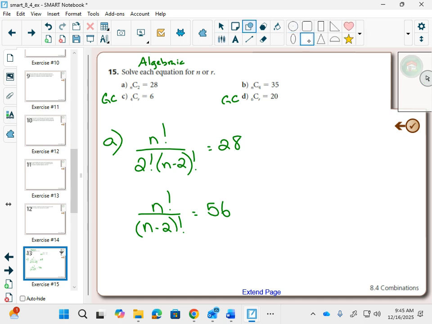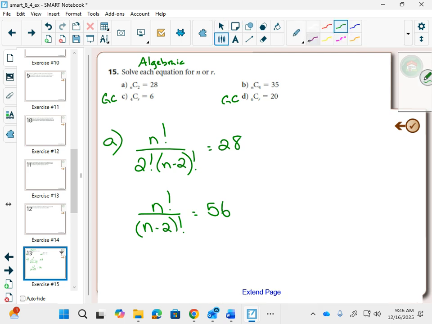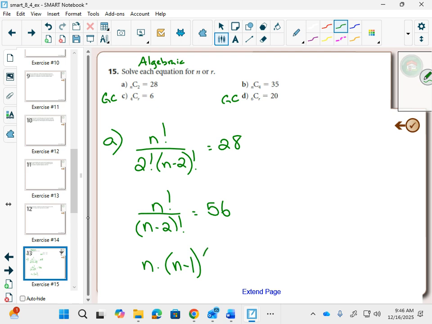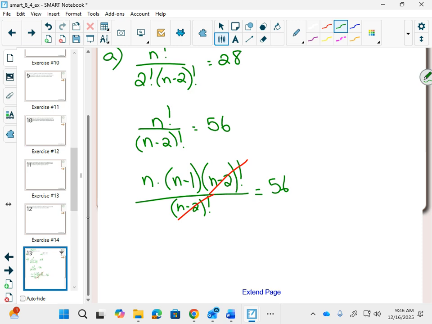So in this case, between n and n minus 2, n is bigger. So I start expanding the bigger one. n, 1 less would be n minus 1, 1 less would be n minus 2, and when I get to n minus 2, I add the exclamation mark because it would keep going. But this is nice because those both cancel, still equal to 56.